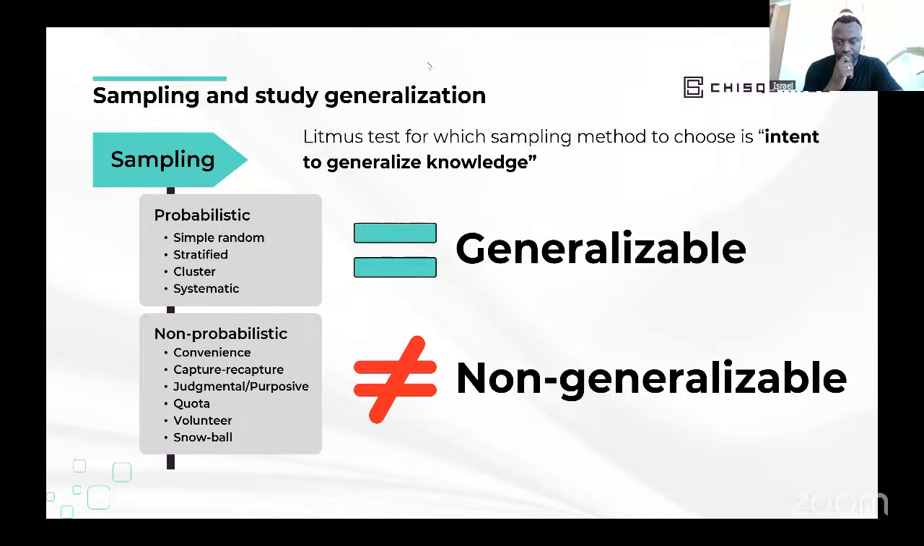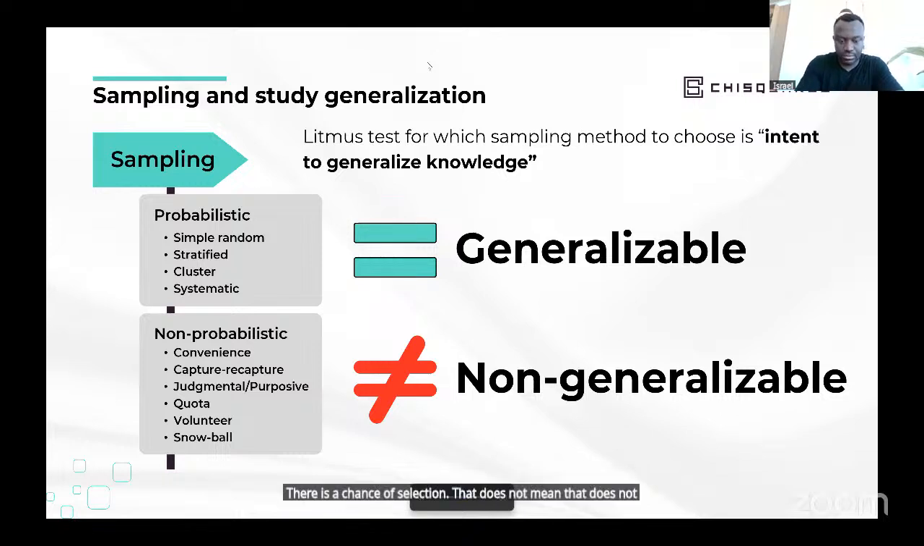Elaine, please unmute. Okay, thank you. I think probability means there is a chance of selection, but it does not mean there is an equal chance of selection. What I mean is there is a chance of selection, but it does not mean every individual has an equal chance of selection. Okay, thank you very much.